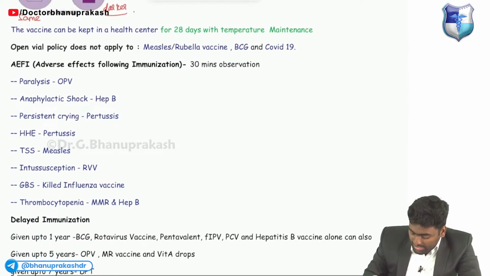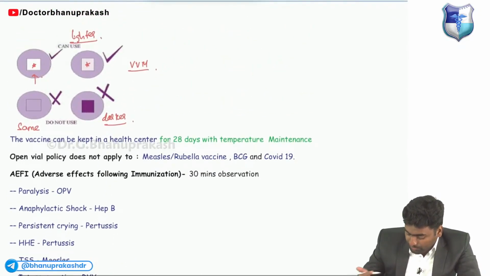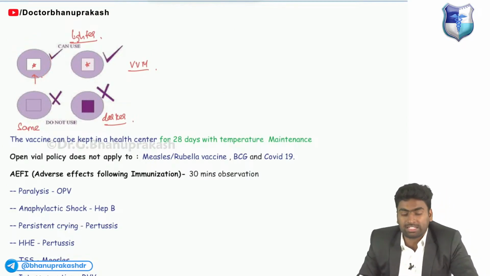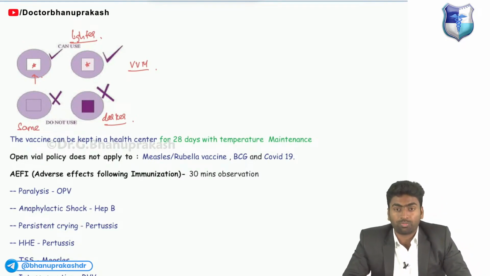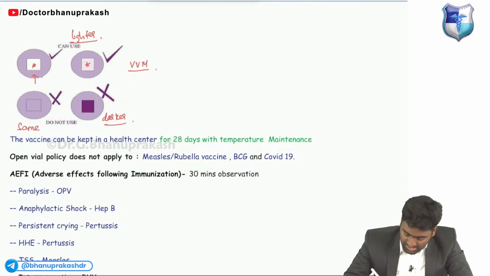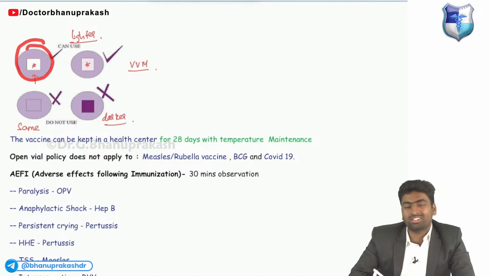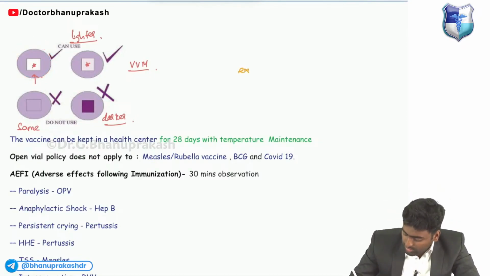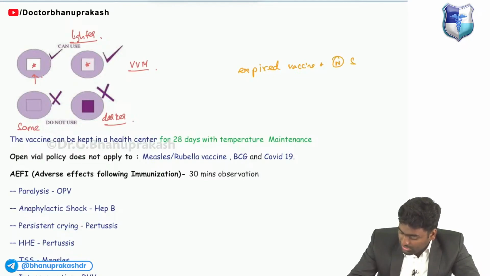Fine. And you found a vaccine which the vaccine color was like this. But the vaccine has been expired. Will you use the vaccine now? Because it is well maintained but just expired. Will you use the vaccine now? If it is an expired vaccine with normal or stage 1 VVM, still we discard it.